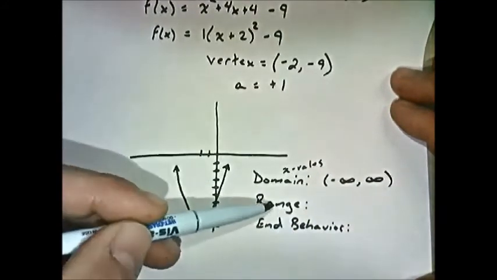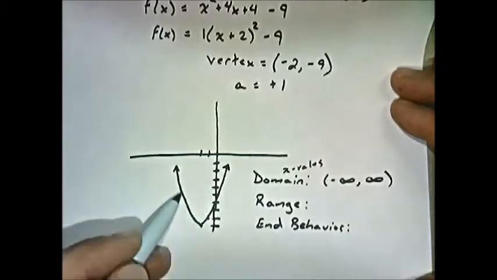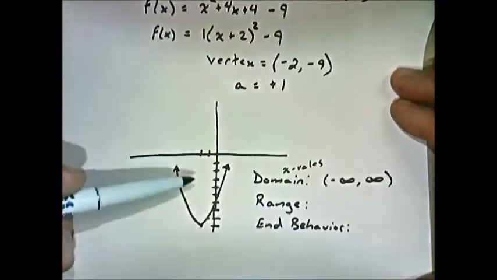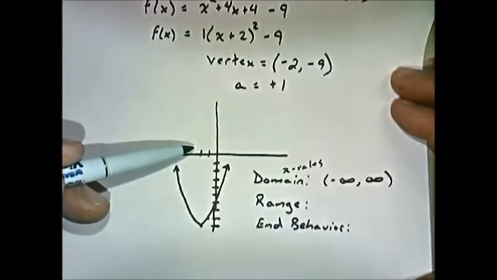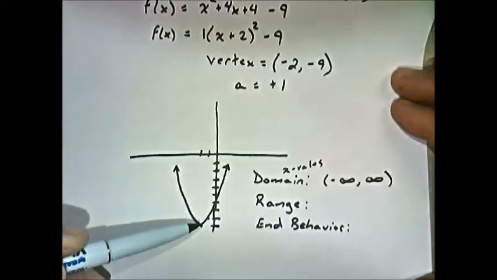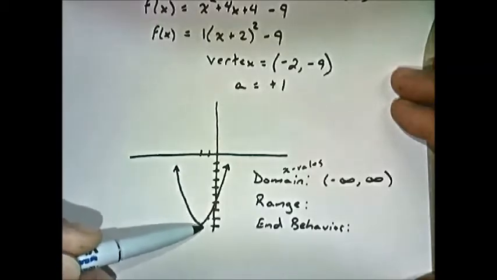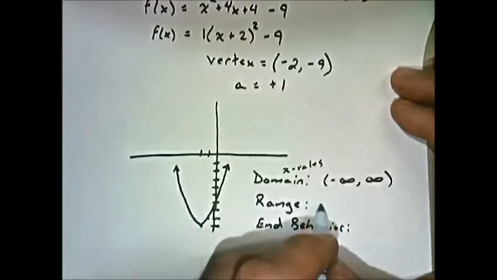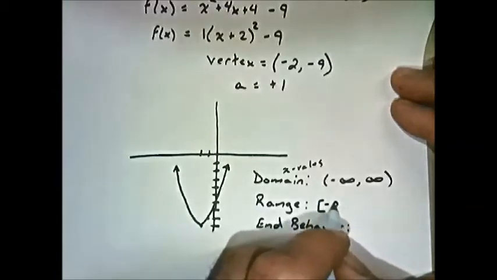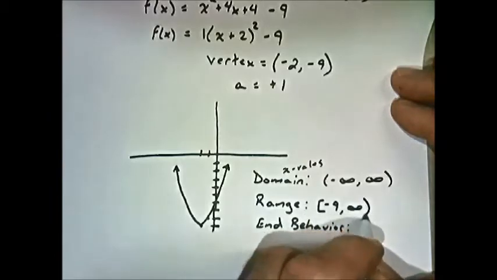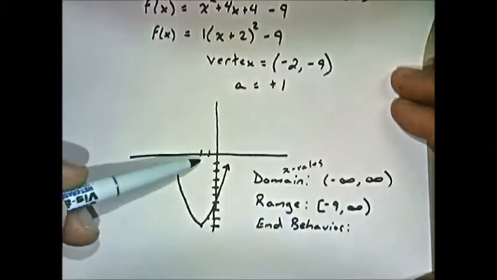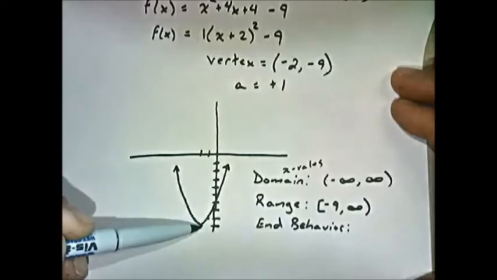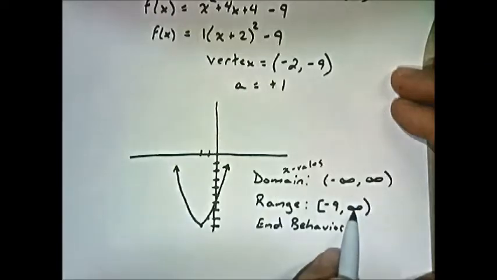My range, my y values, well, since my graph goes up in both directions, I'll be able to say everything up in here is included in my range until I get down to this point. And this y value is negative 9. So my range begins at negative 9 and it goes to infinity. Remember, we used the bracket to say that we can include negative 9 because we can come all the way down to negative 9. We use the parentheses for the infinity sign because we cannot touch infinity.